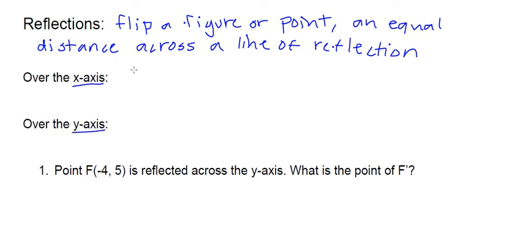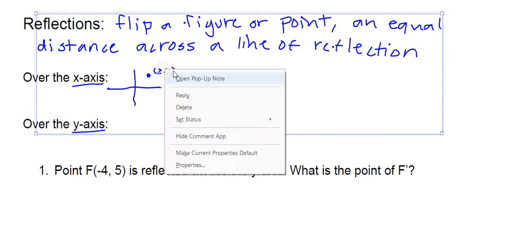So if I'm reflecting something over the x-axis, basically this is my x-axis down here, right? So if I start with a point up here, I'm going to reflect it across the x-axis. So let's say this is currently at positive 2, 2.